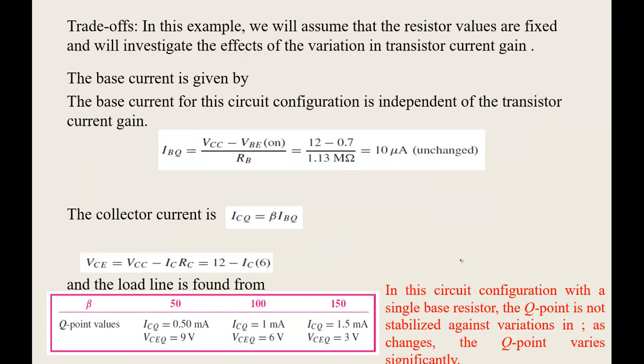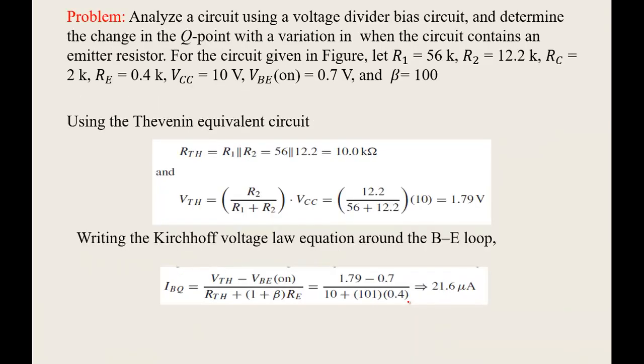Fine. Now, if I keep changing the beta and find out what my ICQ and VCEQ are, I can see that for this particular circuit, obviously, they keep varying. So it is not a very stable one. Stability is very poor in this. Okay. Now coming to the next problem.